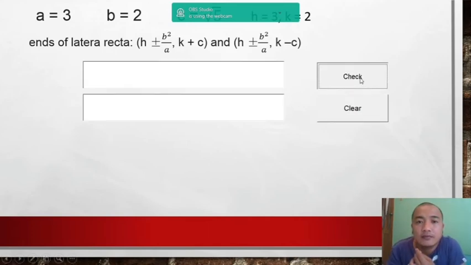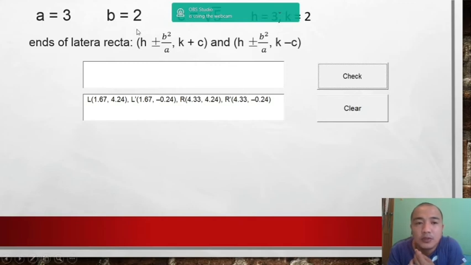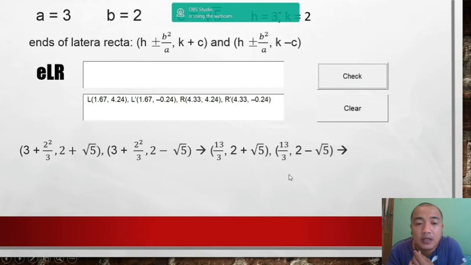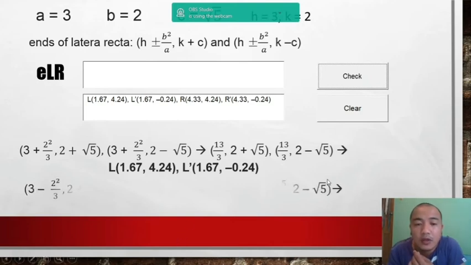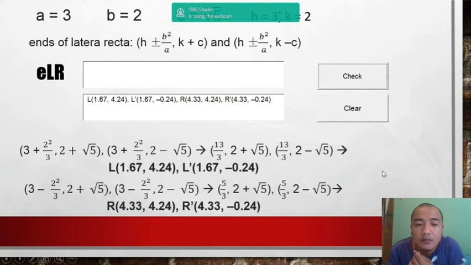How about the ends of the lateral recta? Just substitute h, b, a, k, c from the given, and then you'll be able to solve for the ends of the lateral recta. Just a little bit of computation. So, we have here (1.67, 4.24), (1.67, negative 0.24). And for the other one, (4.33, 4.24), (4.33, negative 0.24). These are the LR. That's right.